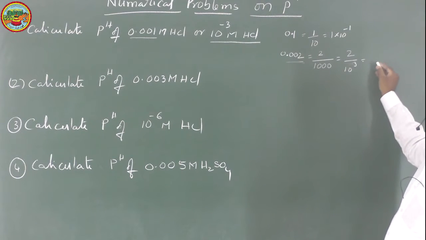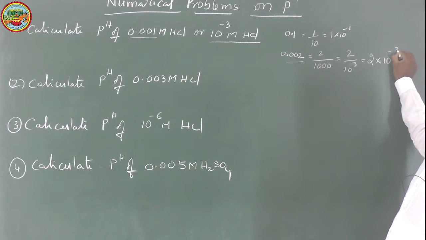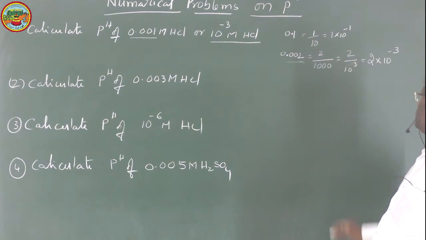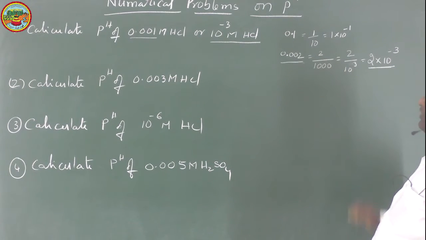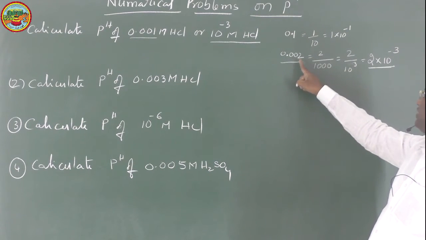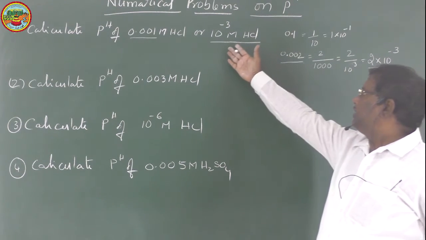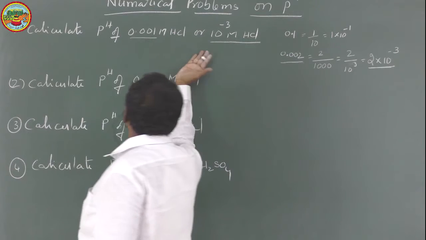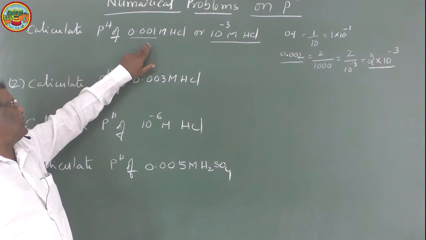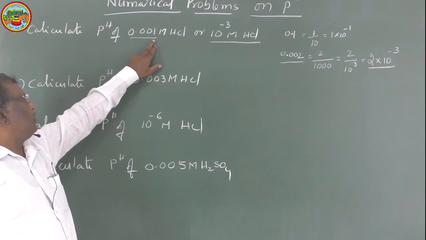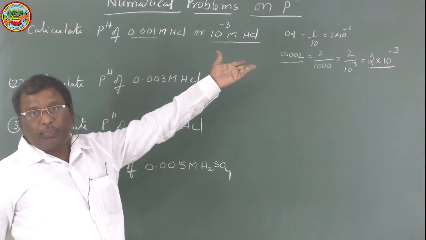So this can also be written as 2 into 10 to the power minus 3. So this is the way to convert decimals. This is called the scientific expression and this is called the decimal expression. So the meaning is the same. Here we have given both the scientific expression as well as the decimal expression. In decimal expression it is 0.001, which is nothing but 10 to the power minus 3 or 1 into 10 to the power minus 3.